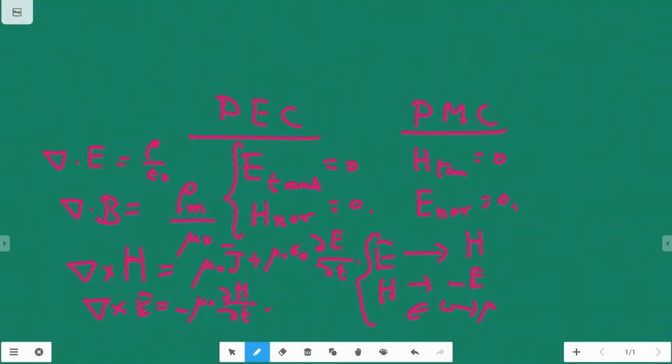Sorry, this should have been del cross H is equal to epsilon naught dou E by dou t plus J; there will not be a mu naught here. If you interchange epsilon naught and mu naught in this and change E to H, you will get mu naught dou H by dou t plus J m. That is, if you have a magnetic current density J m, then you change H to E, H to minus E, and you change J to J m and E to H, you will get this, which can also be written as del cross E is minus mu naught dou H by dou t minus J m. In other words, you have complete duality in the Maxwell's equations under interchange of fields and sources.